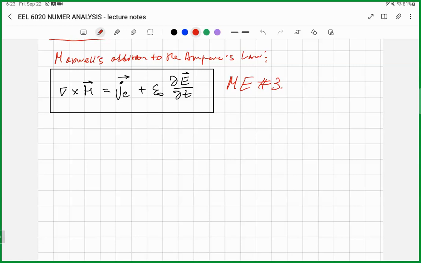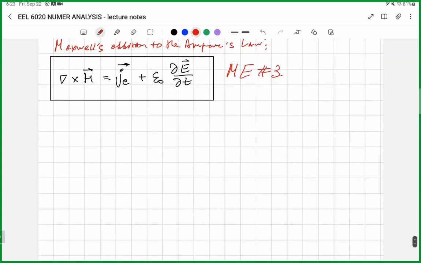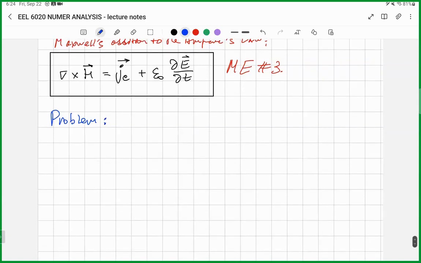Should we consider any problems? Yeah, let's consider a problem in the case of this capacitor. Problem number one. I think because of the lack of time, let's consider only one problem. So the problem, or let's describe the capacitor more closely.